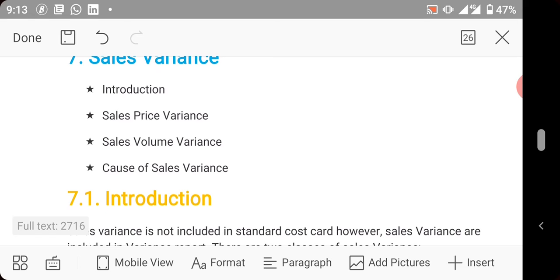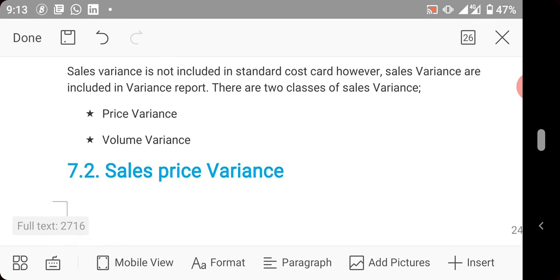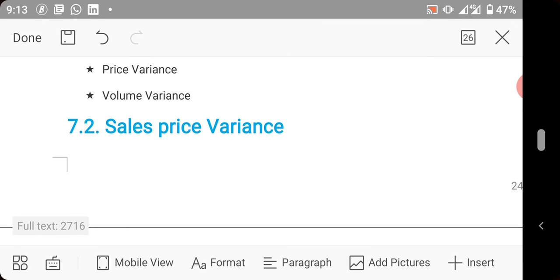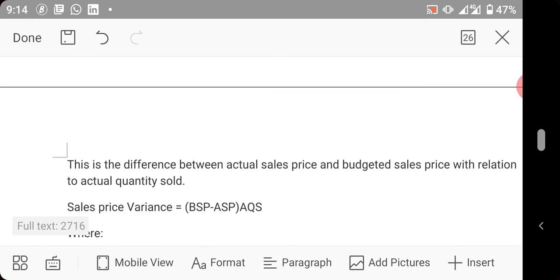How do we experience variance in sales price? For example, if we budgeted 10,000 naira per unit and we ended up selling the product at 9,500, you see that there is a variance between the actual price of 9,500 and the budgeted price of 10,000. It could be the other way around, where we budgeted to sell the product at 10,000 and we ended up selling it at 11,500. So there is a variance. So that variance will be applied on actual units.